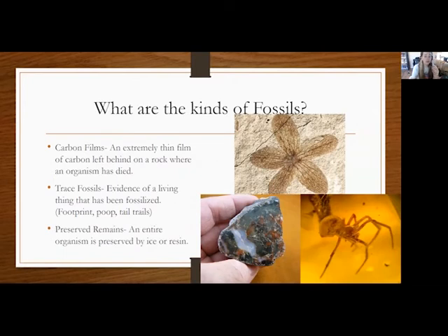And then the last type of fossil we are going to talk about is called preserved remains. This is when a full organism is fossilized in resin or ice. And sometimes frozen soil will also cause preserved remains to occur instead of one of these other types of fossils.